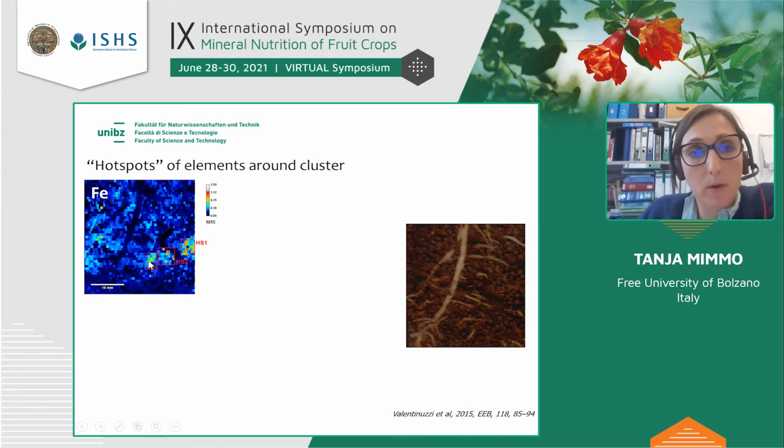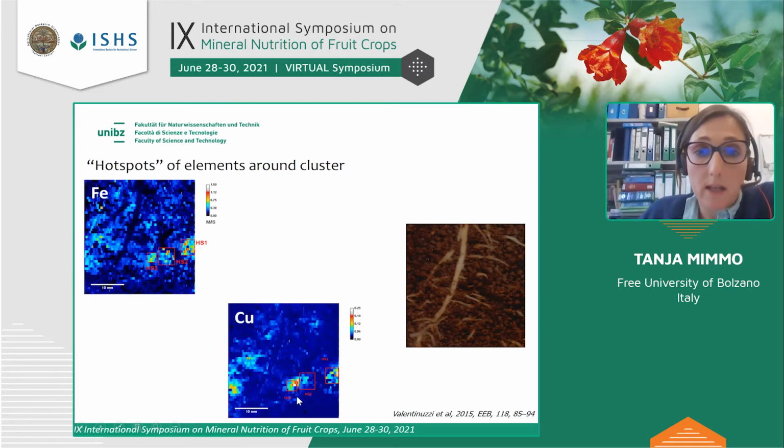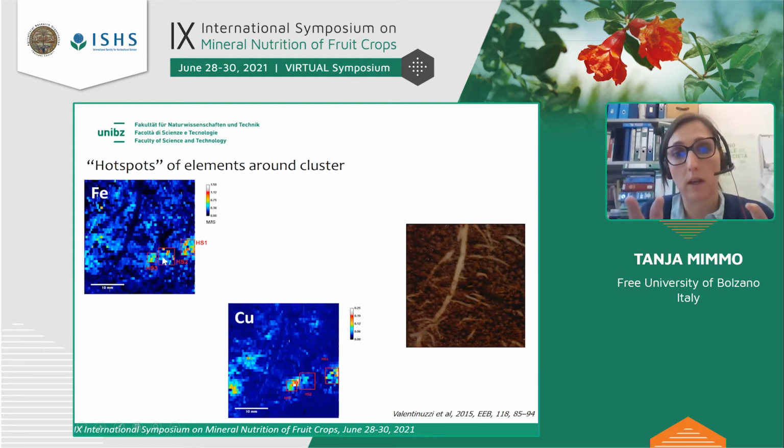I call them hotspots because those colored dots are the regions where we found a higher content of iron. The next element is copper. You see again those colored spots indicating a higher concentration of copper, and this is exactly around the roots. You can see it here. It's most likely that the soil has slightly covered the cluster root of this white lupin. And the distribution of the colored spots is slightly different depending on the element.